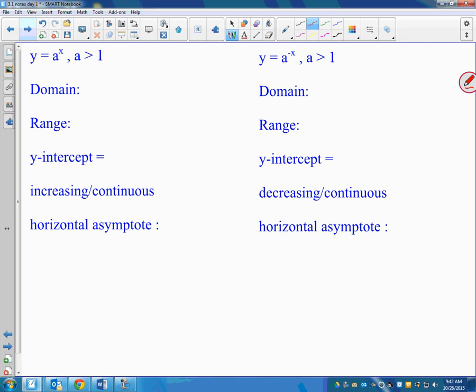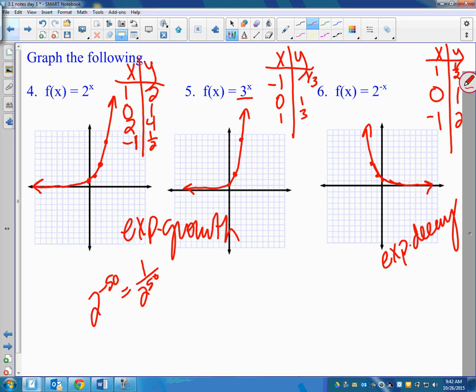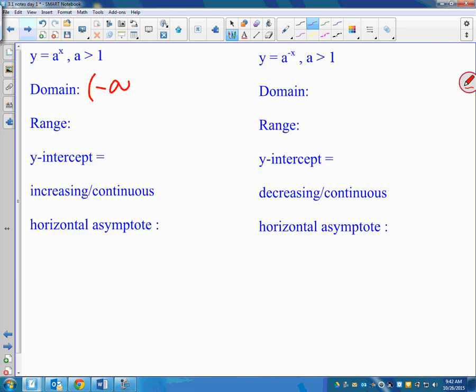On both of these, the domain and range is the same. So let's look back at this. What would the domain be on all 3 of those graphs? All real numbers. You can plug anything you want in there for x. x can be a fraction, x can be a decimal, x can be a positive number, x can be a negative number, x can be anything. And you can see from the graphs that the x goes forever this way, and this way is just going to keep going up. So on both of these, we can say my domain is all real numbers. I'm going to say negative infinity to infinity.